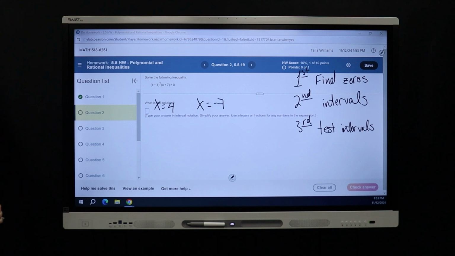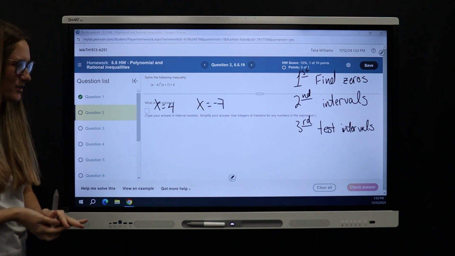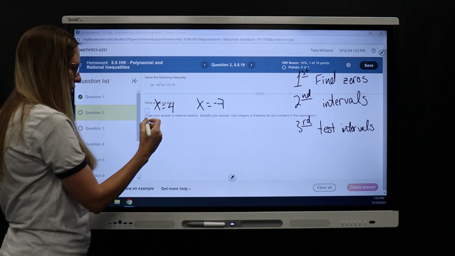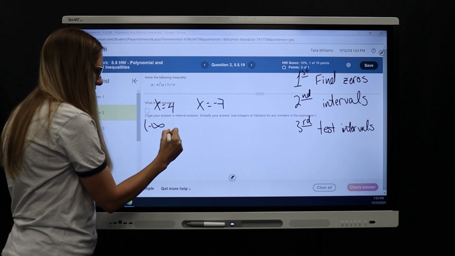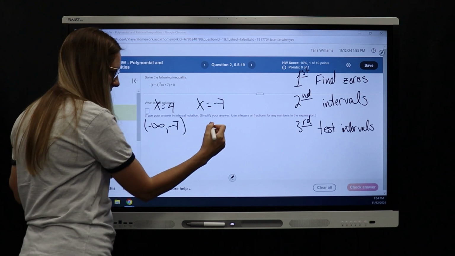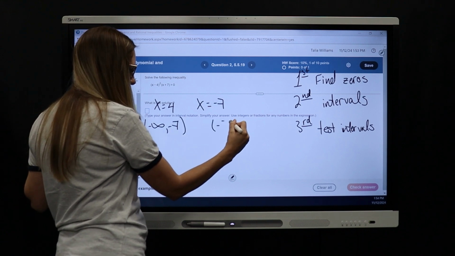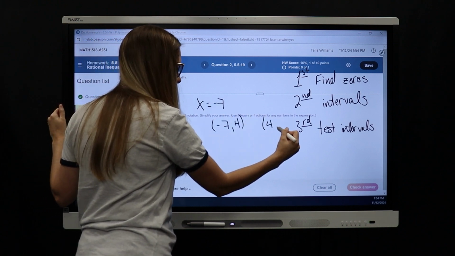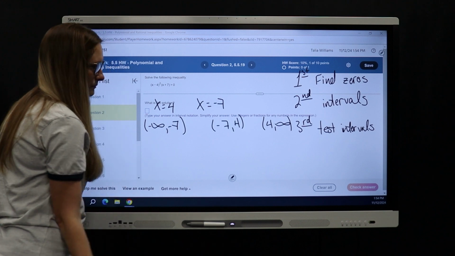Okay. Once you have your zeros, set your intervals. So we're going to go from -infinity to +infinity, and you have to put them in order. So -infinity to -7. Now I'm not going to connect these. Then -7 to 4. And then 4 to infinity.